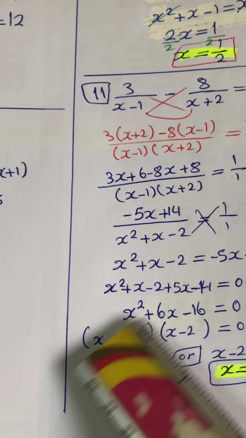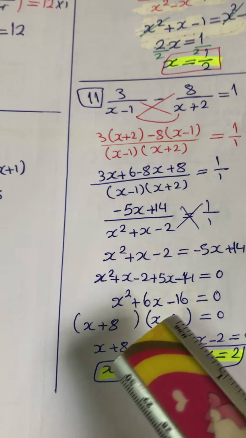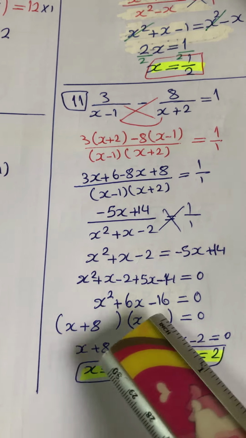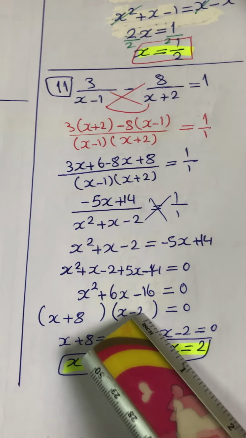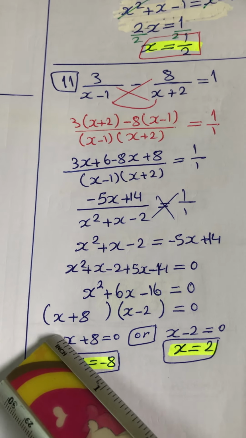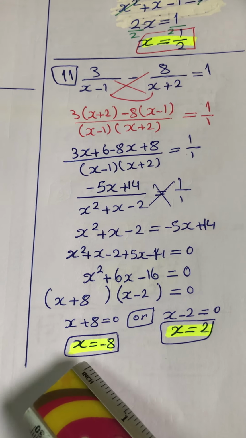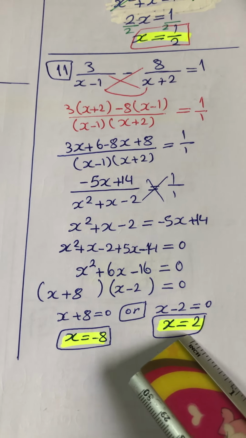So I'll give the 8 the sign of the middle, positive, and the 2 negative. Because I want two numbers whose product is negative 16 and whose sum is positive 6. So positive 8 and negative 2 equal 0. Now maybe x plus 8 equals 0 or x minus 2 equals 0. By this way, x equals negative 8 or x equals 2.